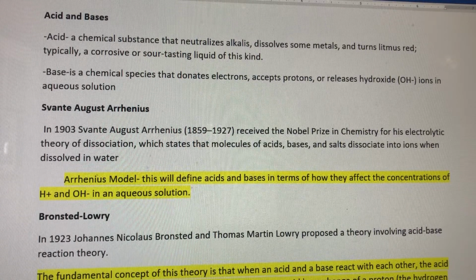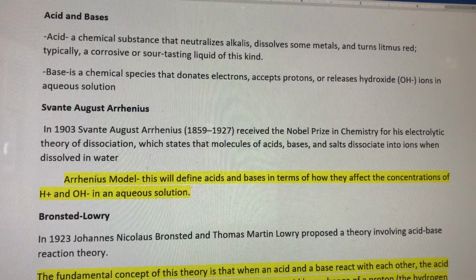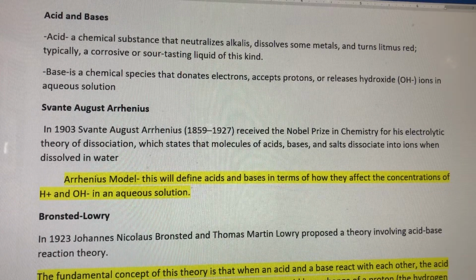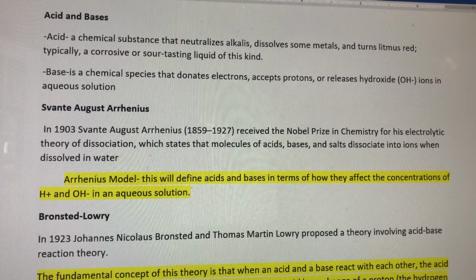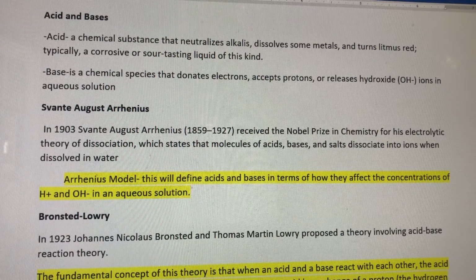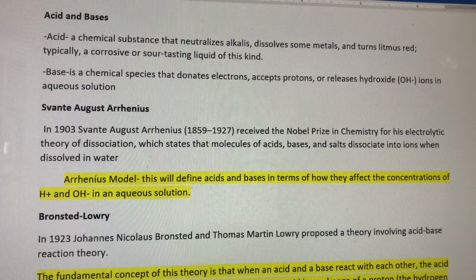So to get us started, let's just go over what an acid is. An acid is a chemical substance that neutralizes alkalis, dissolves some metals, and turns litmus red. Typically, it's a corrosive or sour-tasting liquid of this kind, so I don't suggest putting it in your mouth at all, or you shouldn't be doing that at all, as Dr. Smith has said. A base is a chemical species that donates electrons, accepts protons, or releases hydroxide, also known as OH minus in its symbols, ions in an aqueous solution.